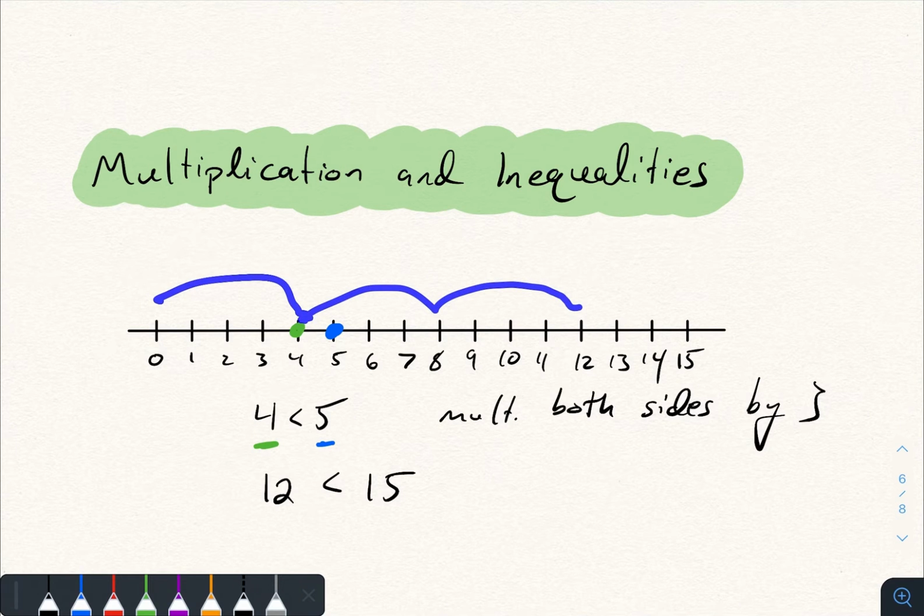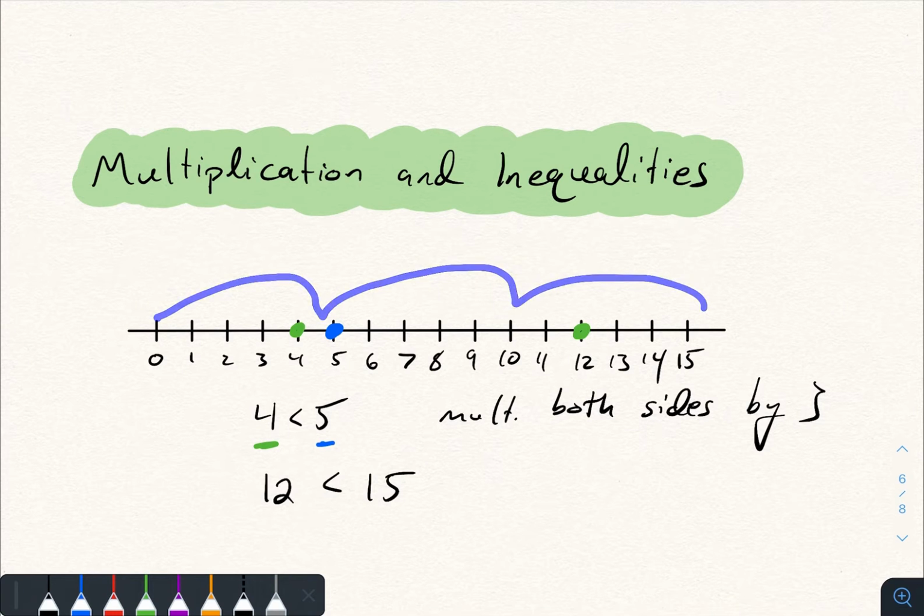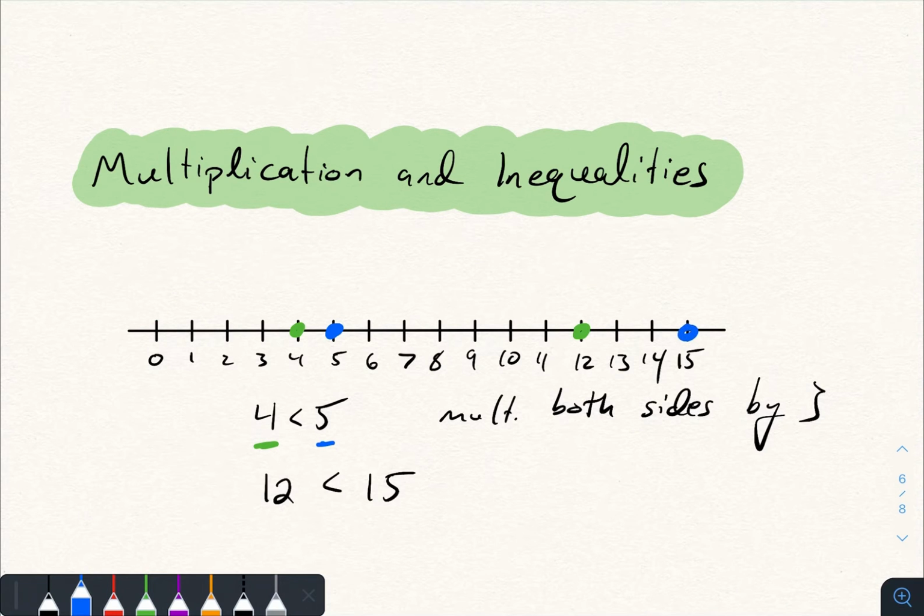4 times 3, we would do this. So 1 times 4, 2 times 4, 3 times 4, we end up at 12. So 12 is over here. And 3 times 5, we end up at 15. Okay.